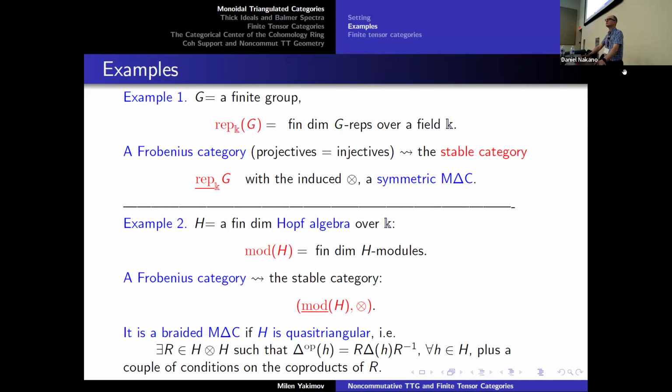For instance, it will be braided when the coalgebra is quasi-triangular. There are very important examples where this happens, like the small quantum group, for instance. But there are also lots of finite dimensional coalgebras for which we want to study the corresponding representations, and we have nothing commutative about the tensor structure on this triangulated category.